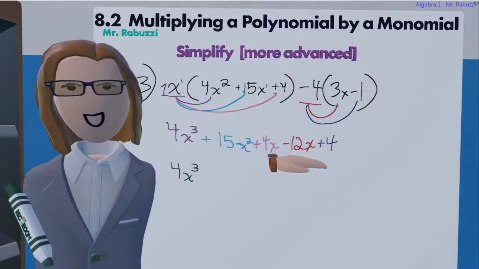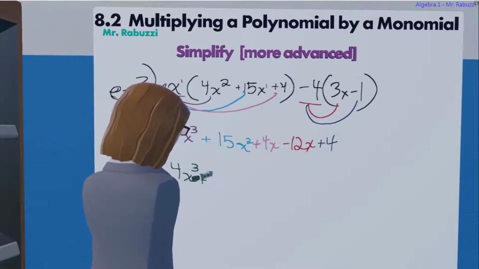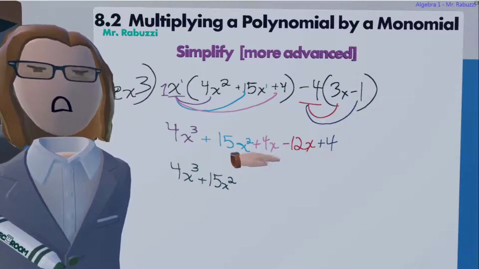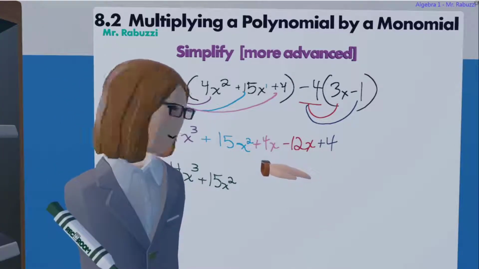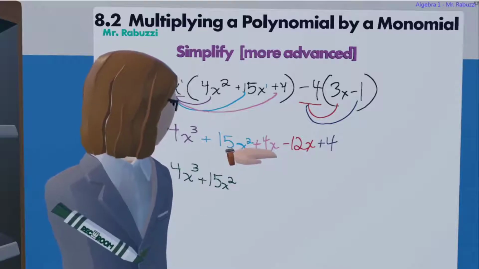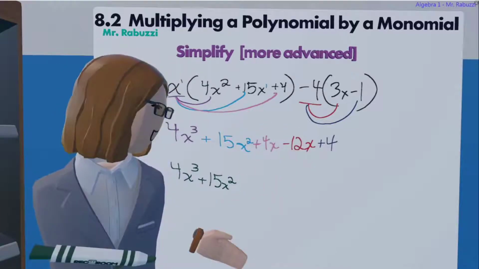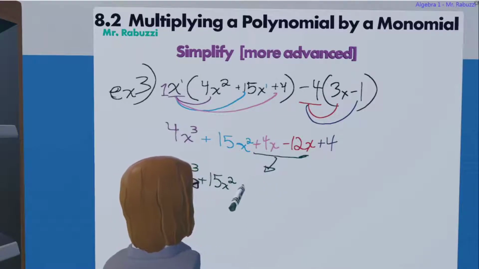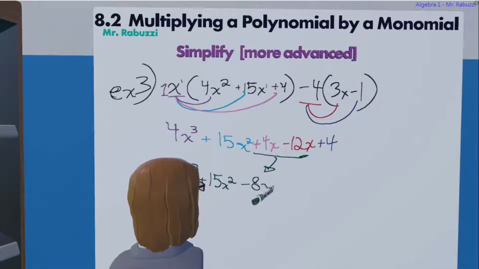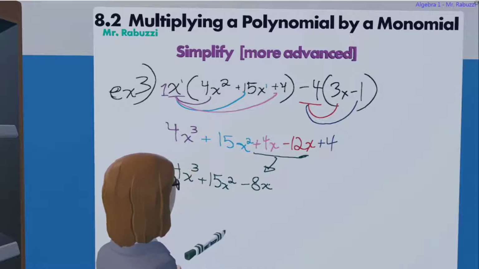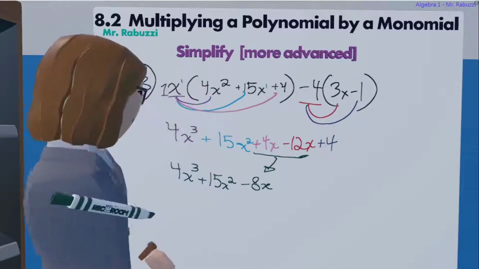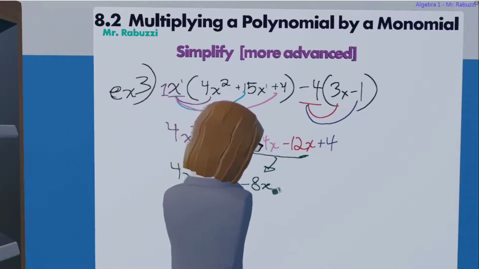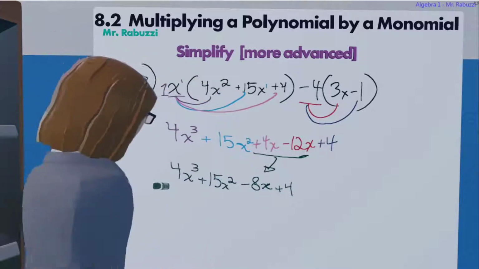15x squared. Is there another x squared? No. So let's put it down in our final answer. Okay, 4x. Is there another plain x thing? Yeah, right there, that negative 12x. So 4x minus 12x is negative 8x. So those two can combine with each other. They are like terms, so they can combine to negative 8x. Okay? And then plus 4. Is there another plain number anywhere? Nope. So it's just plus 4 at the end. And this is our final answer.